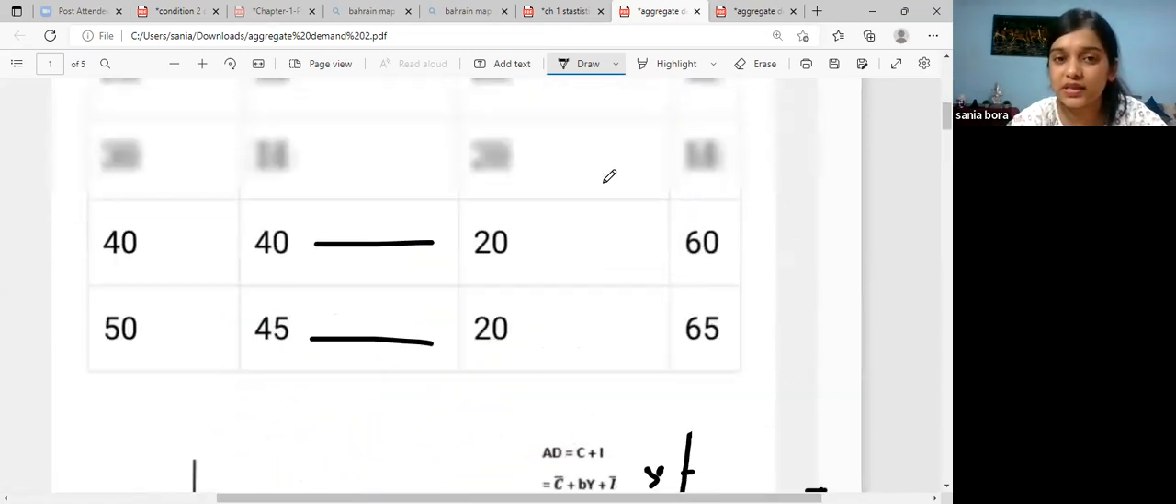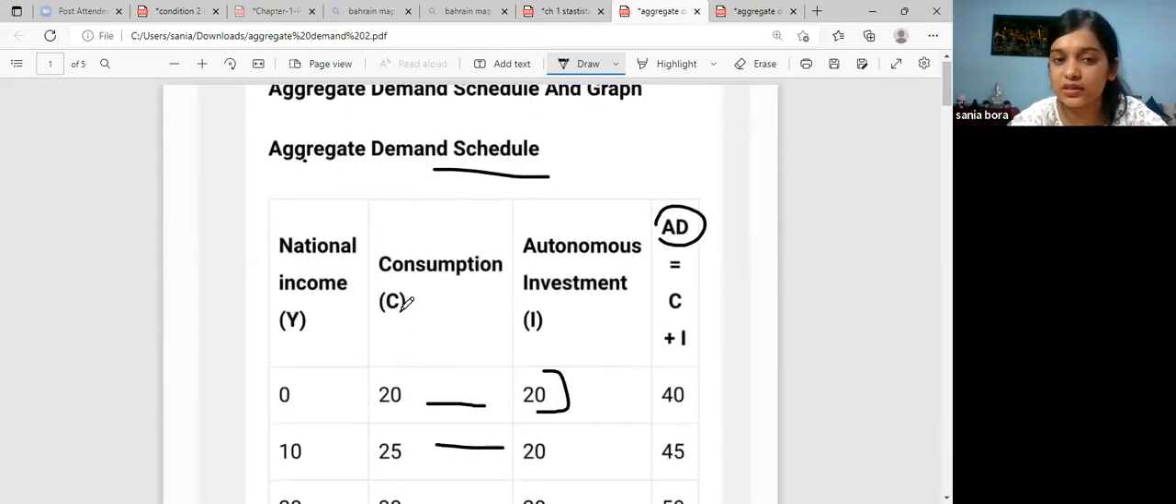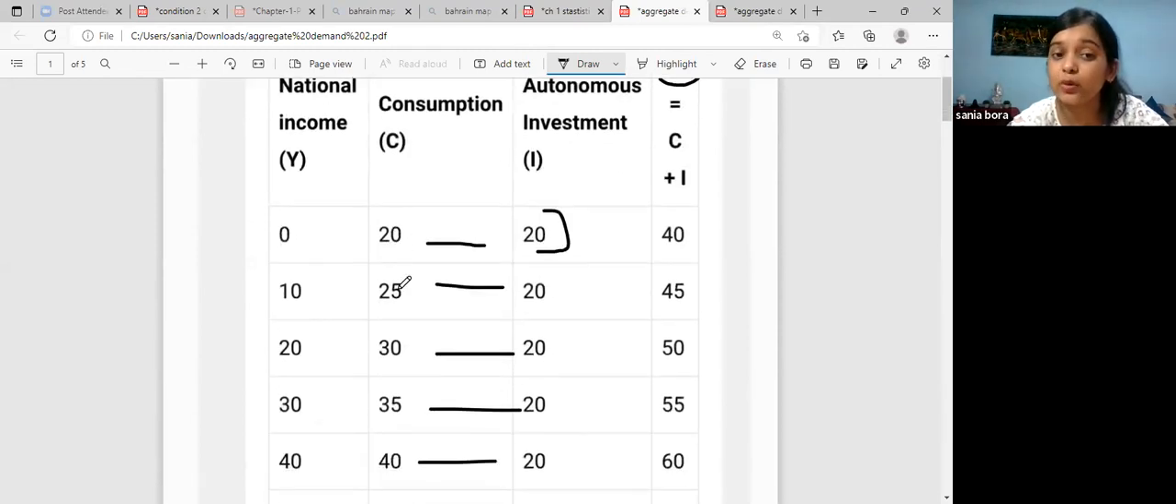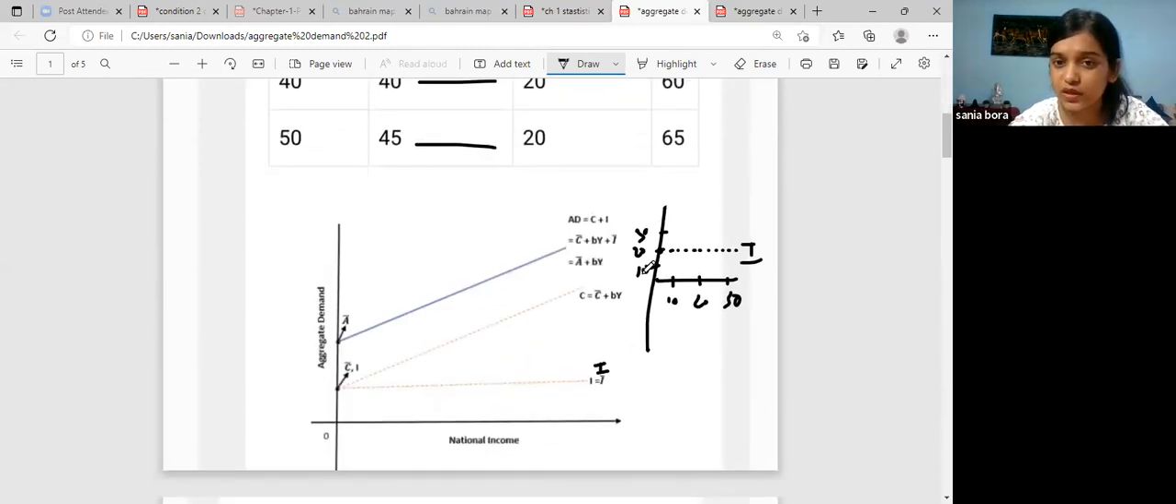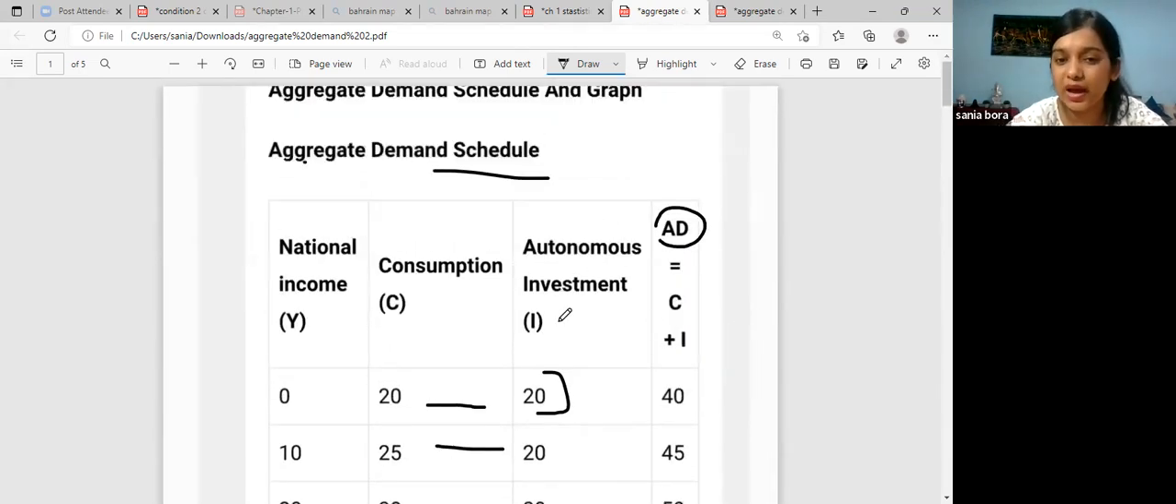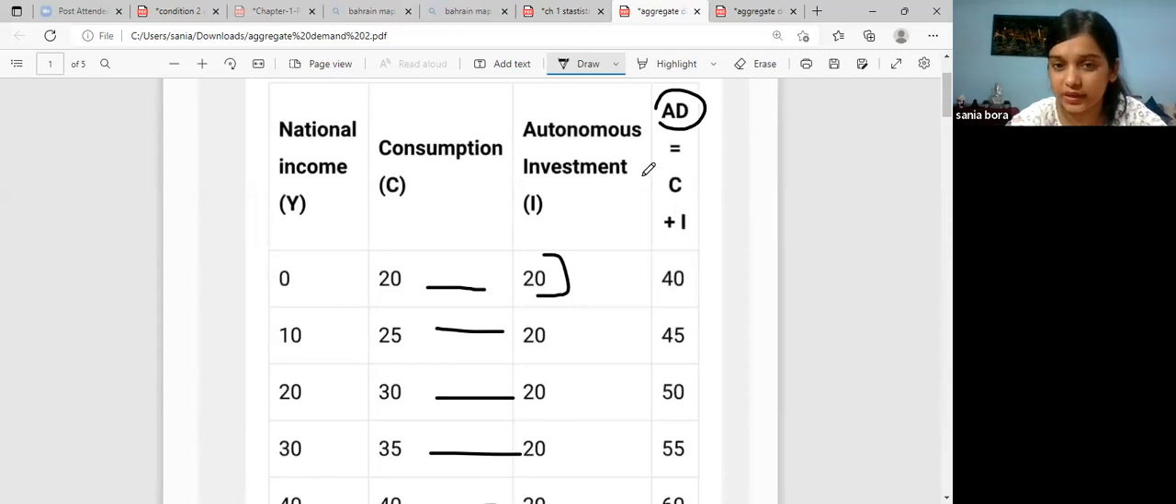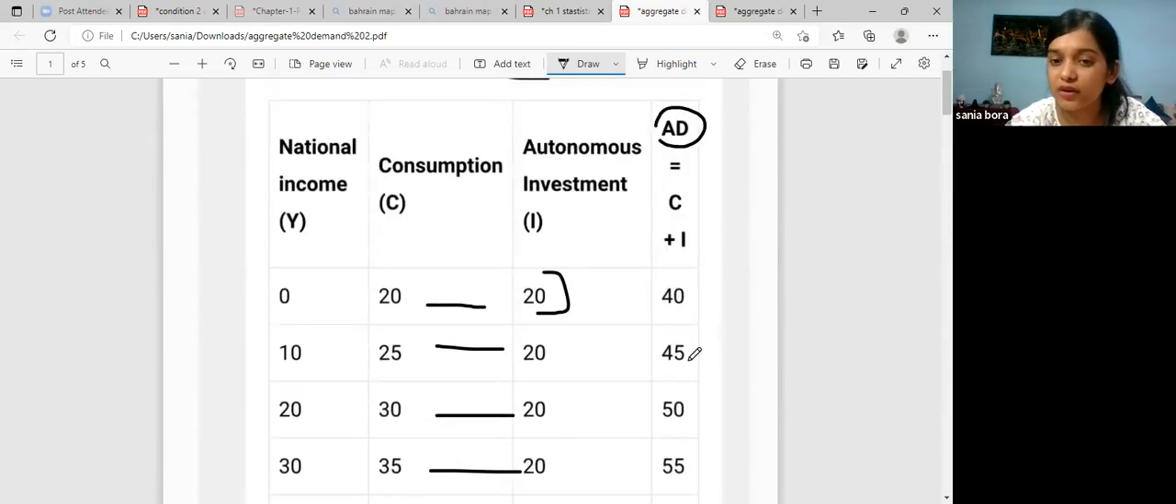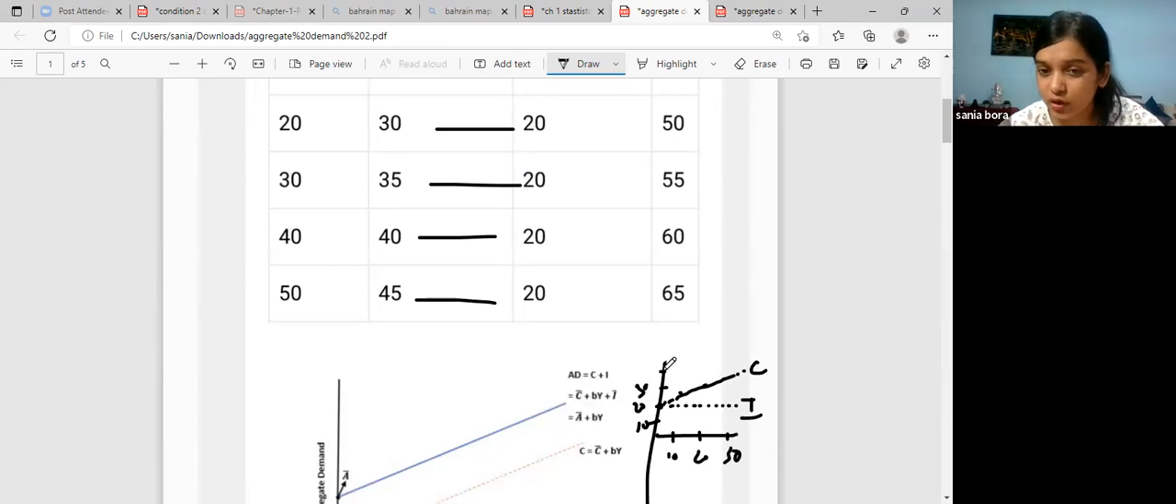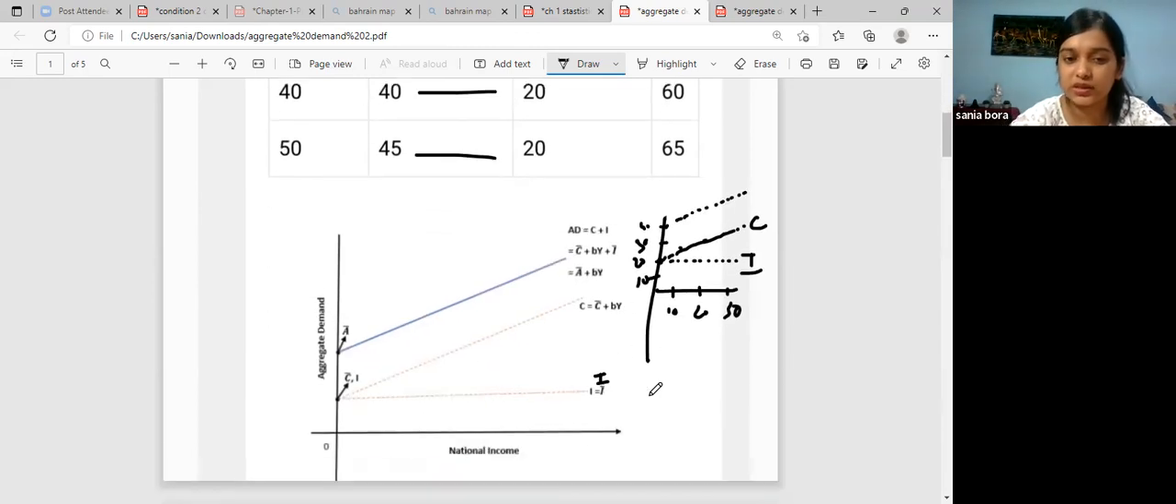Next, what we are going to represent is consumption. You can see your consumption is increasing: 20, 25, 30, 35. So your consumption is increasing like this. This is C. And now the third one is your AD, which is your 40, 45 and so on. If your 30 is here, then your 40 will be here, and 40, 45, it is also increasing, right? So this was your graph. Here you will simply write national income.